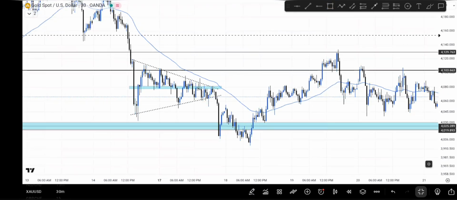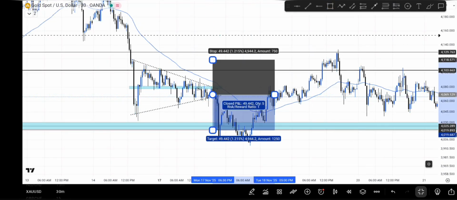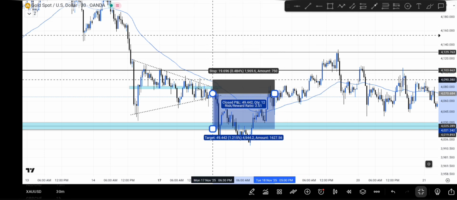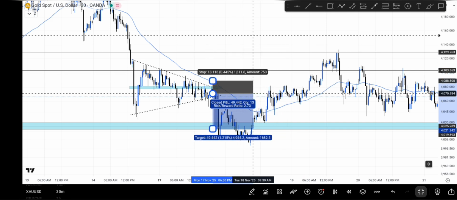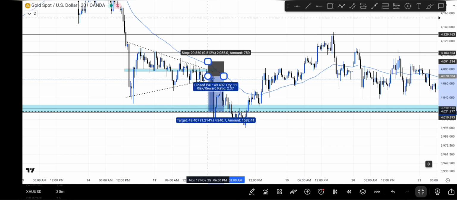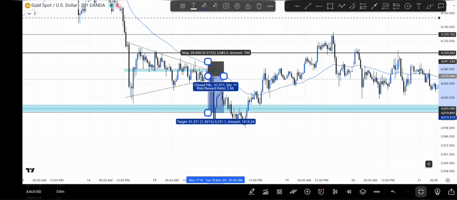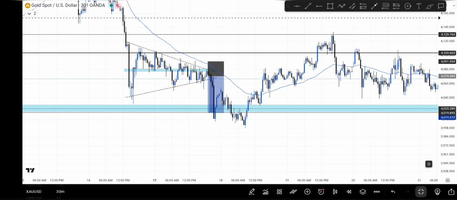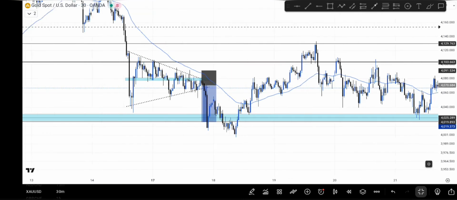So I decided to take my entry from this point, and then my stop loss just above this high at this point, and my sells all the way to this point. I closed at about 1:2.5, I think, 1:2 something. That's where I closed the trade.